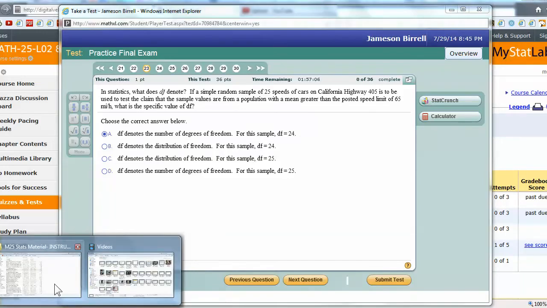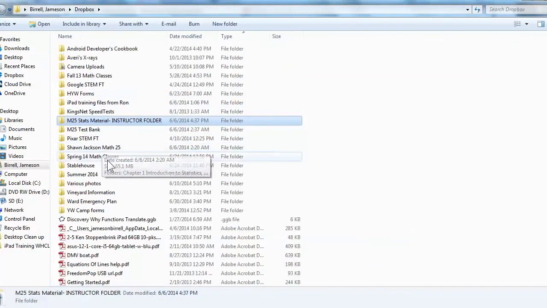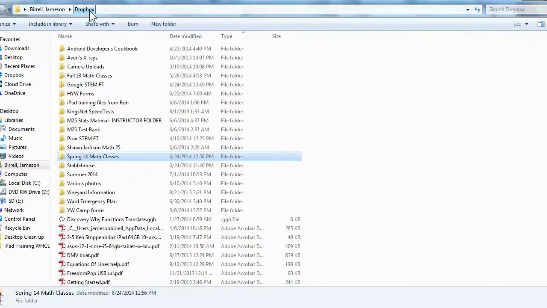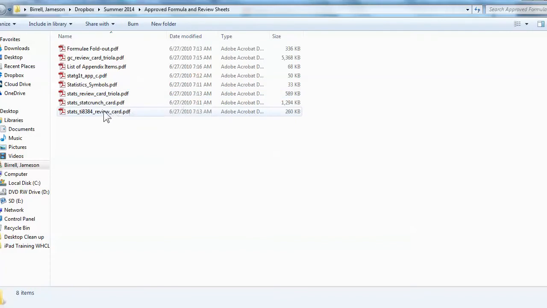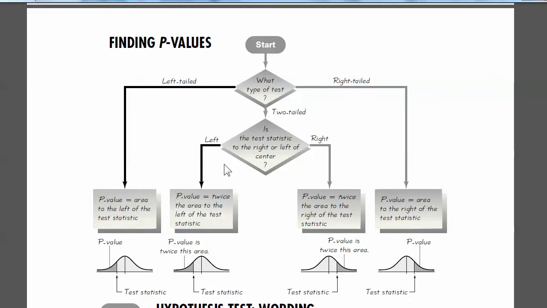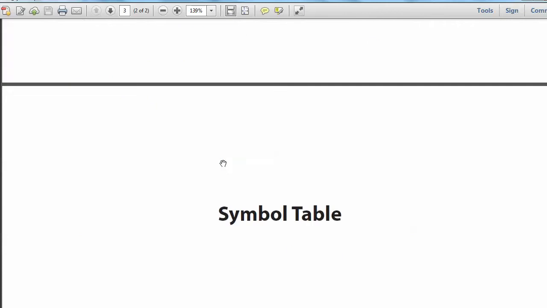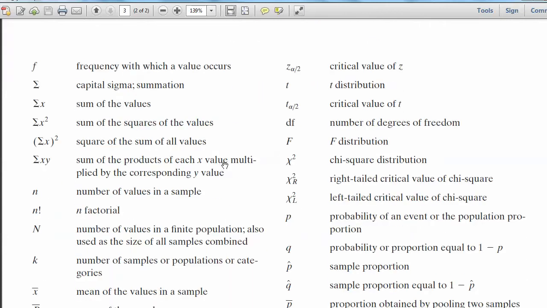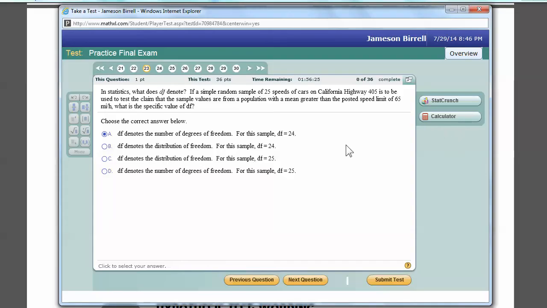Incidentally, in the approved notes, let me go there. If I can find them, you have the statistic symbols. And if my memory serves me correctly, that is one of the symbols we have listed. Okay, it's on the second page, and it's not italicized, but DF stands for the number of degrees of freedom. How do you know if it's going to be n minus 1 or n minus 2? You have to remember what you're dealing with. In this case, it's n minus 1.